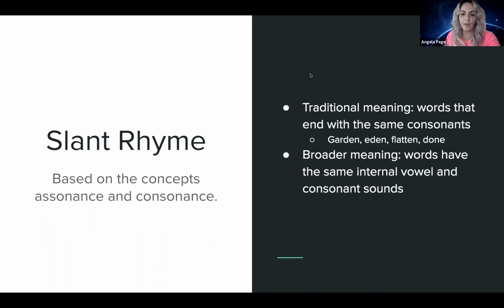That's a direct rhyme, and the last two letters in the word are the same. But with a slant rhyme, it's a little bit more liberal. With a slant rhyme, you will see that I have listed here some examples, and it's about the end of the line and the end of a word of that line ending with the same consonant sounds. Those examples I have here are garden, Eden, flatten, and done.